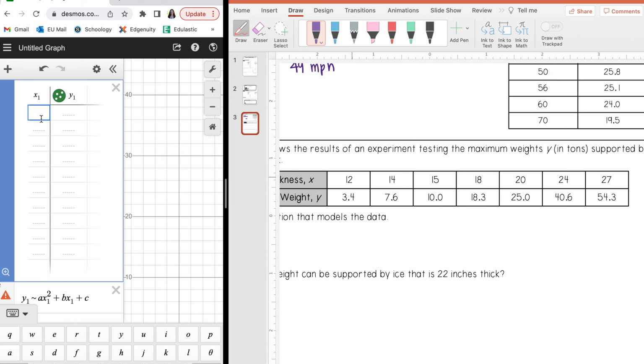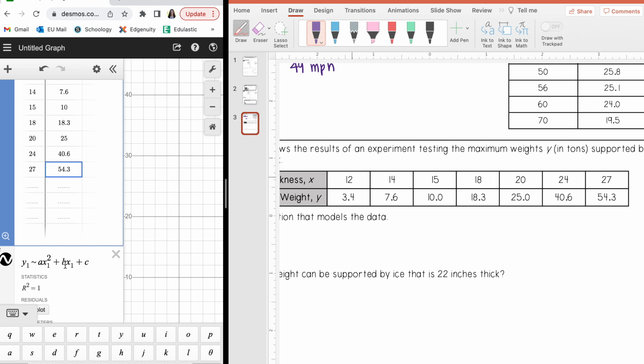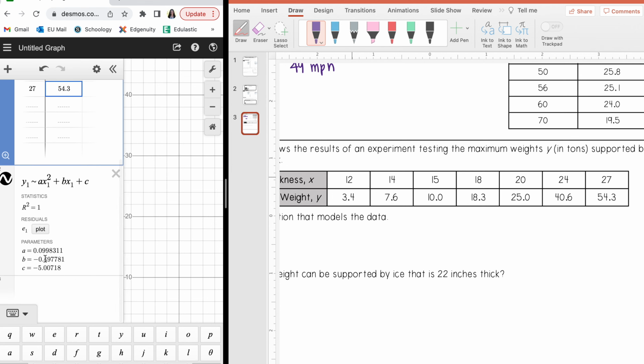And so I see for my X, I have 12, 14, 15, 18, 20, 24, 27. And then for my Y, I have 3.4, 7.6, 10, 18.3, 25, 40.6, and 54.3. So I have my table inputted. I already have this set up, so I don't have to type it again. And here I get these A, B, and C values. And so again, rounding, this time I'm just going to go ahead and round to the nearest tenth.